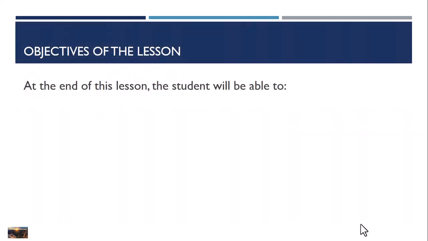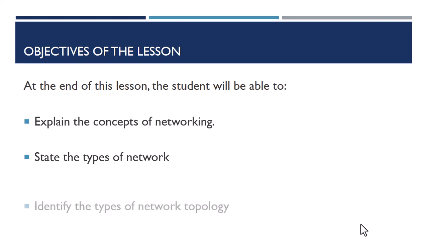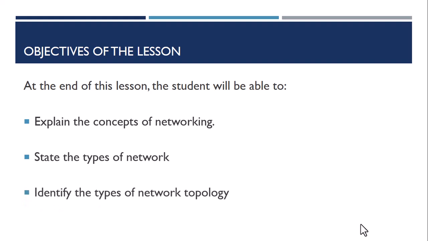Objective of the lesson. By the end of this lesson, you will understand what a computer network is and its components. You'll be able to differentiate between the various types of networks like LAN, MAN, and WAN. Be able to describe the different network topologies and their practical uses.